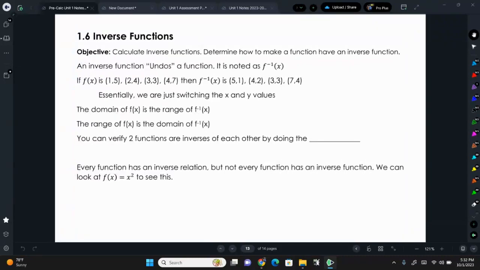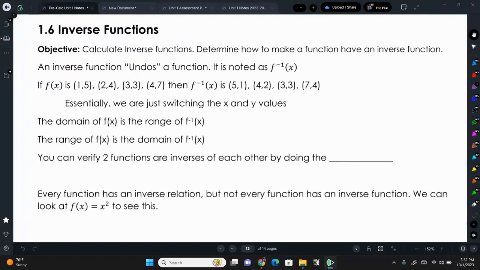The last section of chapter 1 is about inverse functions. An inverse function basically undoes a function, and we notate that as f with a -1 in the place of an exponent of x. So this reads "inverse of f of x." Now, note that it's not actually a -1 exponent, meaning we can't just say this is 1 over f of x to the positive first power. They are not the same.